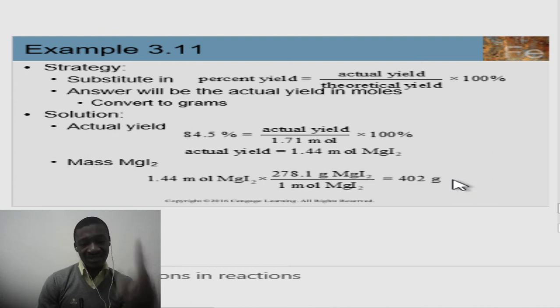So notice that again, 278.1 is, on the periodic table, you see the mass of magnesium and then the mass of iodine, multiply by 2, add them together, you get that value. So that's it. It means that the mass as requested is 402. Notice that the question did not say what is the actual yield or experimental yield. The question said the mass, so hence we had to go further with the calculation. So don't just run off like that when you get your actual yield.